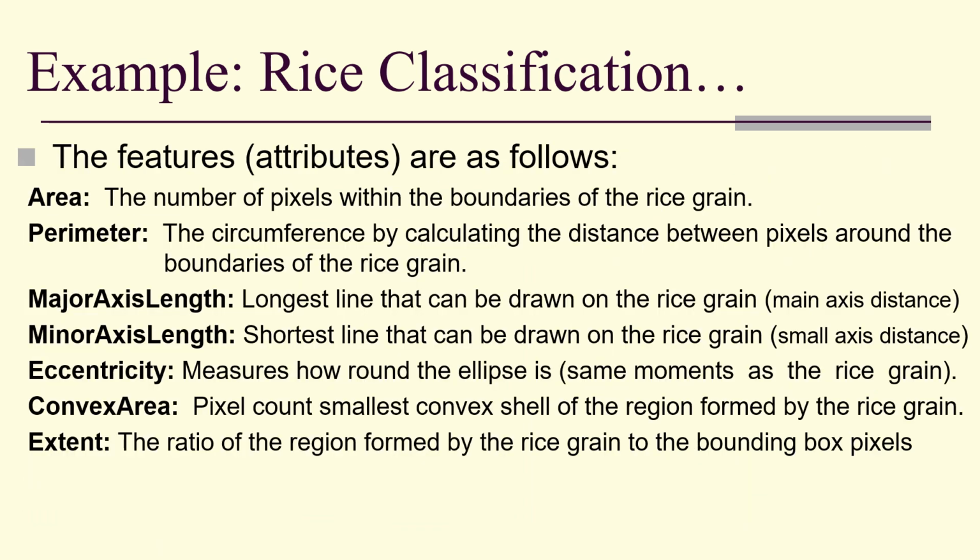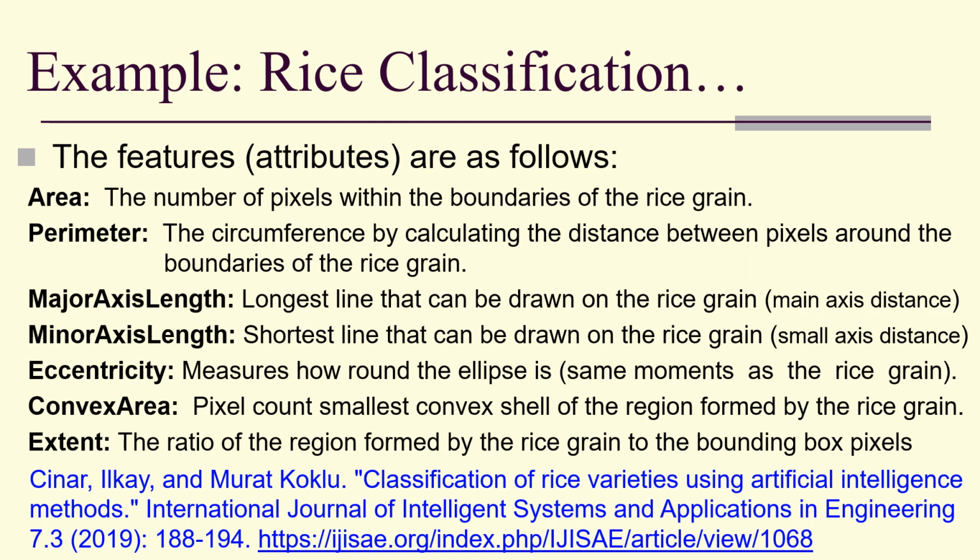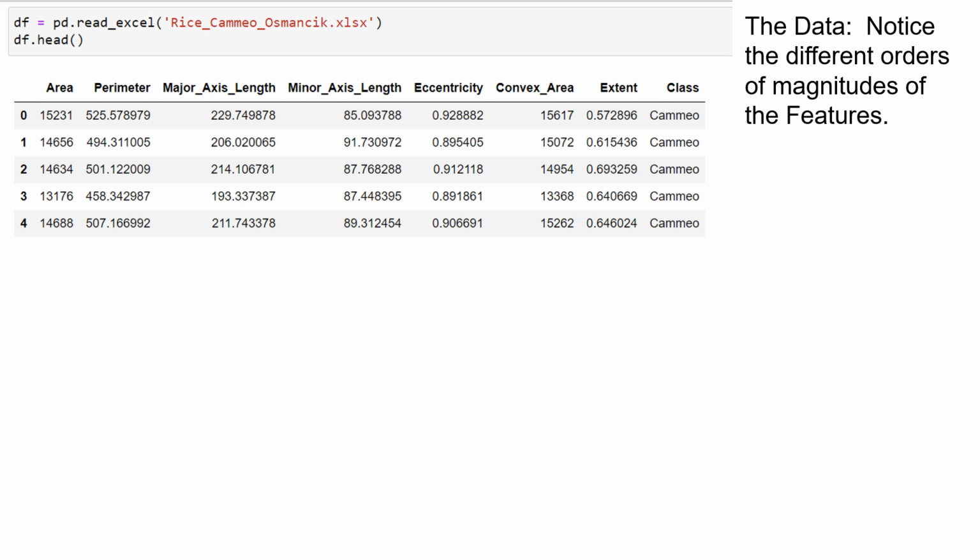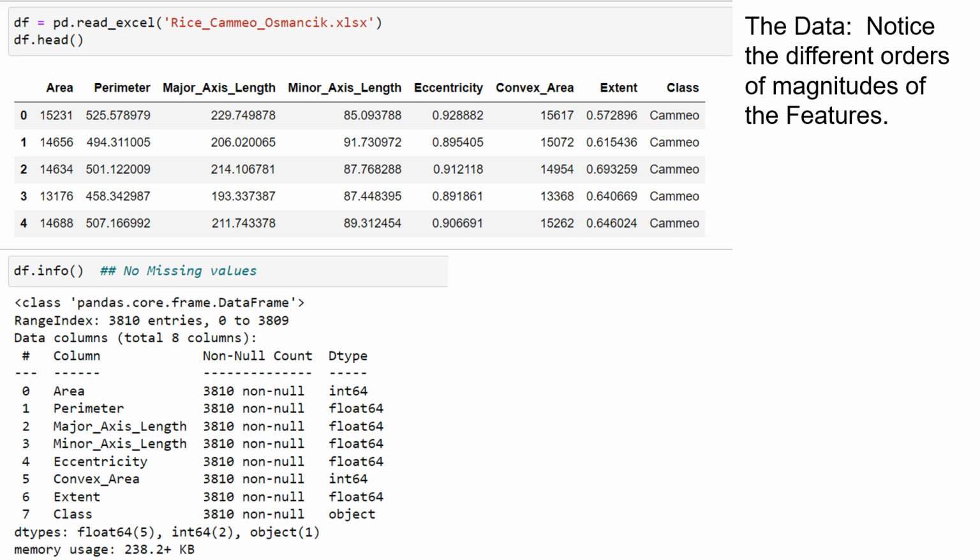These are the features or attributes: area, perimeter, major axis length, minor axis length, eccentricity, convex area, and extent. This is the reference for the paper. Here's the data. Notice the different orders of magnitude, and notice there are no missing values. So we have 3,810 different samples of the 2 classes of rice.